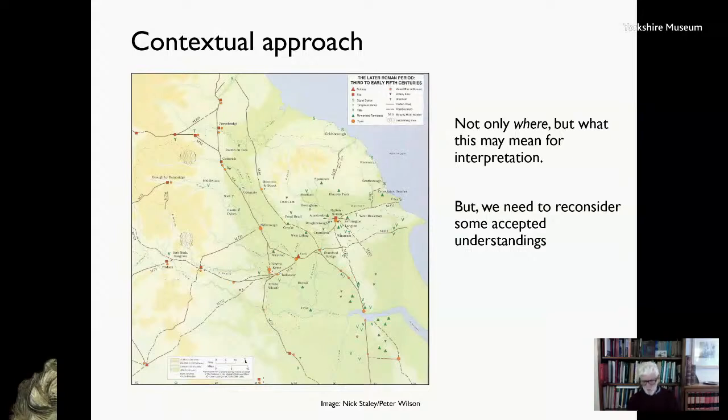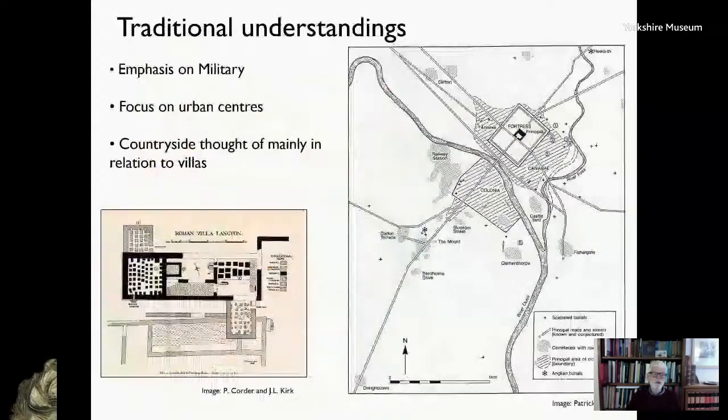But in order to do that, we need to step back just for a moment and reconsider some of the accepted understandings of Roman Britain and the countryside. Next slide, please. And if we stand back from the north of Roman Britain and think, what do people talk about when they think about northern Britain in the Roman period? Firstly, there is a great emphasis on the military: Hadrian's Wall, the fortress at York itself, the other forts, military installations that occupy the north of England. They're important and they have been at the centre of scholarship.